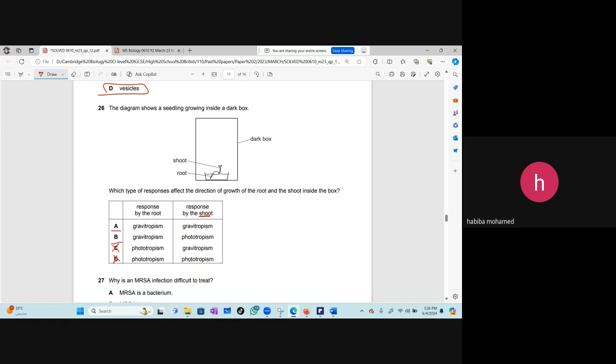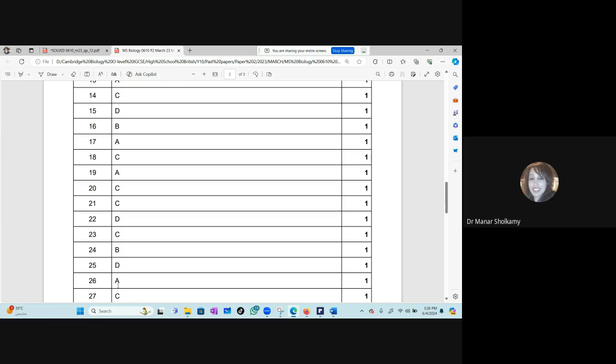Phototropism. Yes. But there is no light. Oh, so it's also going to be gravitropism. Yes. Okay. Negative gravitropism, because it doesn't always have to be positive. So 26 is A. The root will show positive gravitropism. The root will grow towards gravity. And the shoot will show negative gravitropism, as it will grow away from the ground. Okay. Let's also make sure 26 is A. Yes.